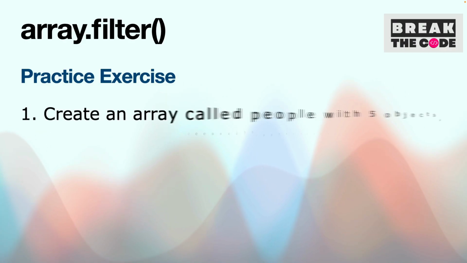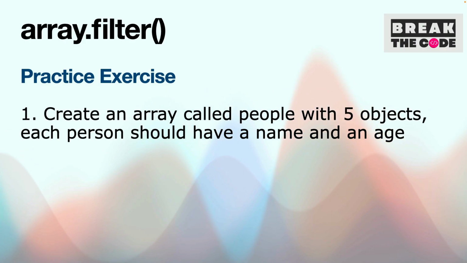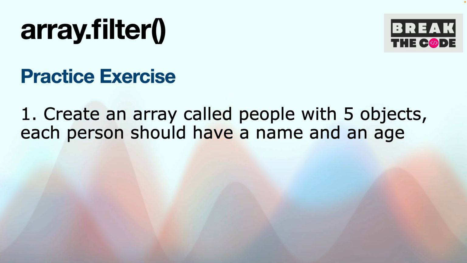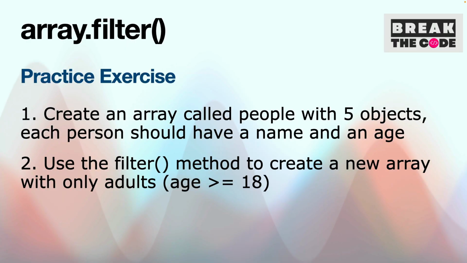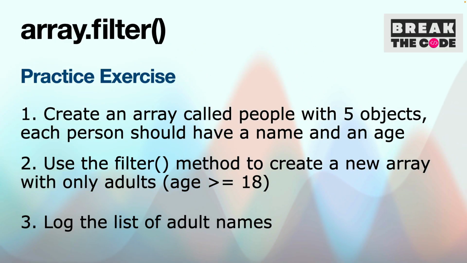Okay, let's now move to the last item in this episode, which is the practice exercise as usual. So what I would like you to do is to create an array called people with 5 objects. Each person should have a name and an age. Then use the filter method to create a new array with only adults. So the age must be greater than or equal to 18. And lastly, console log the list of adult names. So pause the video now, have a go at it, and come back for the solution.